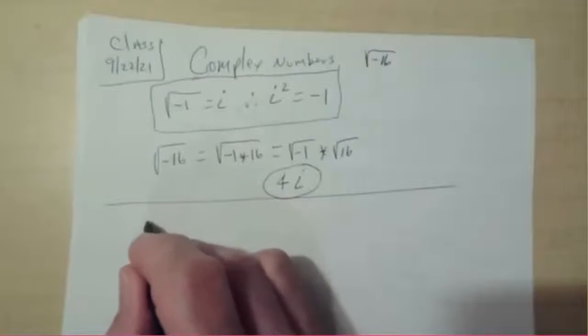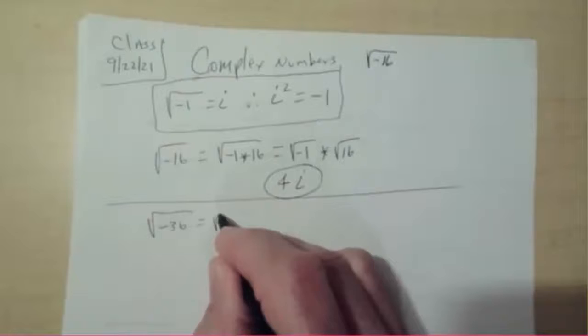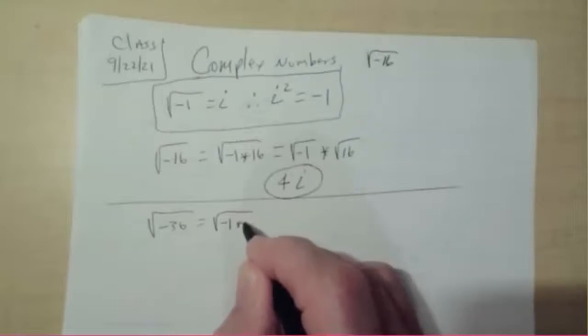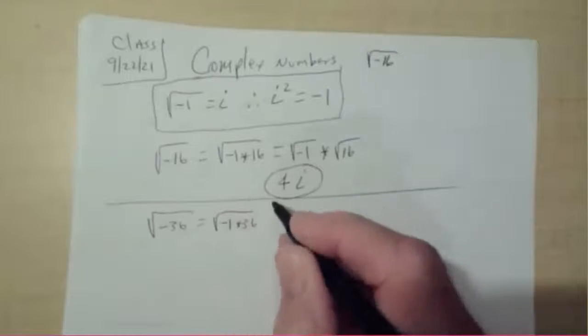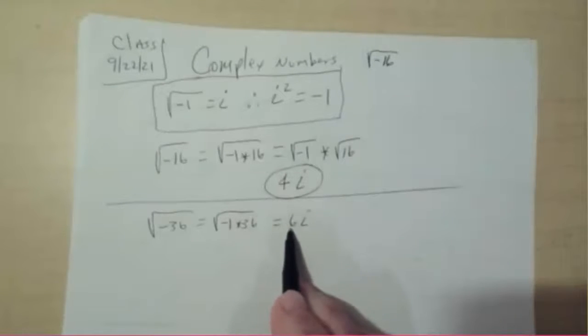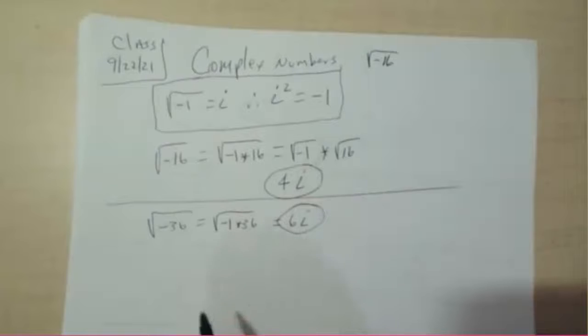Let's do another one. Square root of negative 36 is the square root of negative 1 times the square root of 36. So that is 6. Square root of 36 is 6. The square root of negative 1 is i. So that's all we have.